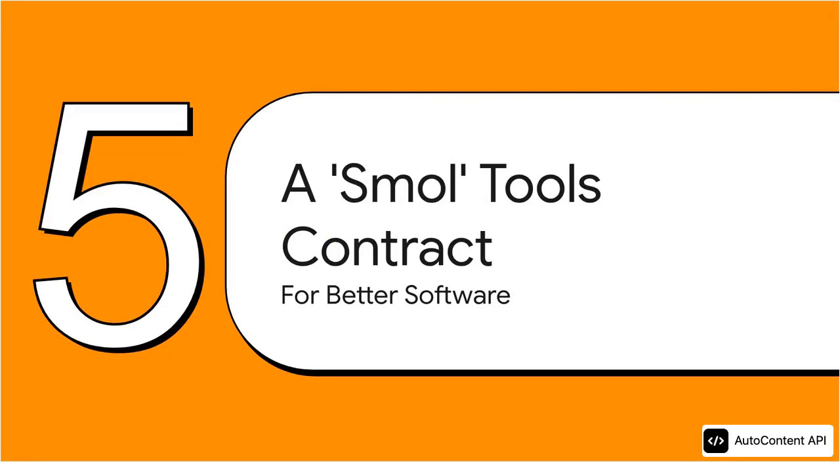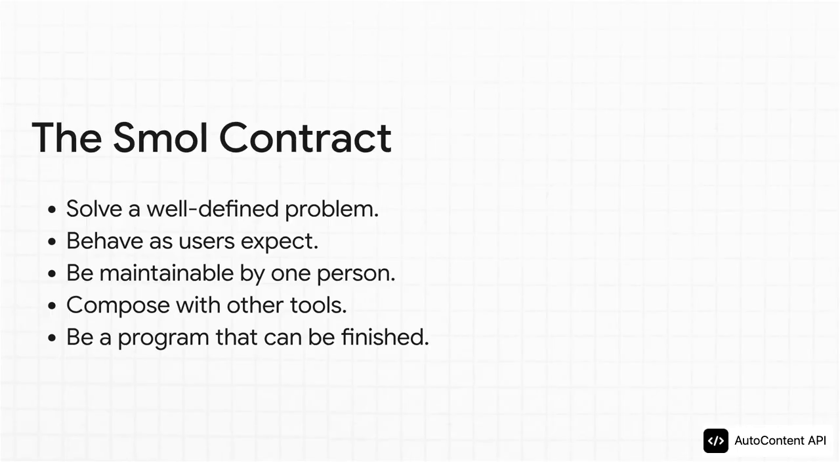And that really brings us to our final section here. This whole idea of focused, simple tools, it's not just for terminals. It's a really powerful philosophy for building better software in general, something we can think of as a contract for small tools. These principles are all about clarity and focus. Solve one problem and solve it well. Make your program predictable. Keep the code simple enough that one person can actually maintain it. Make sure it plays nice with other tools. And this one's huge. Build something that can actually be considered finished. This is just a recipe for software that's reliable and, honestly, a joy to use.